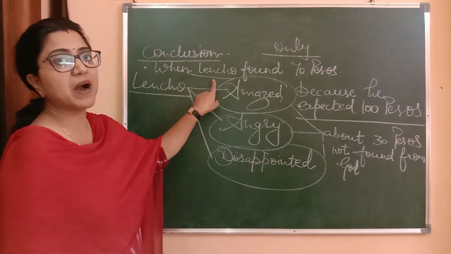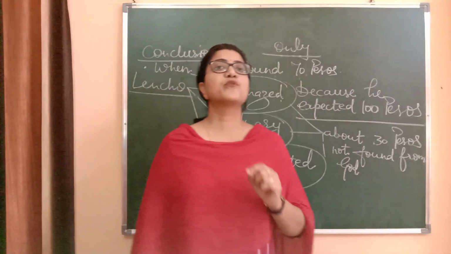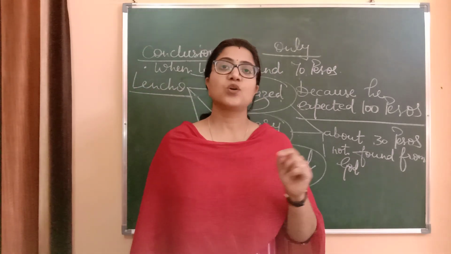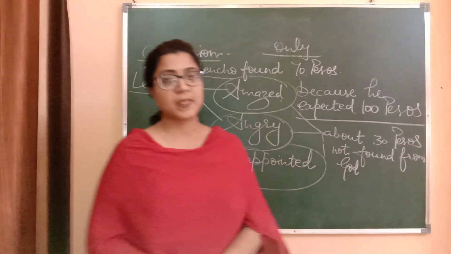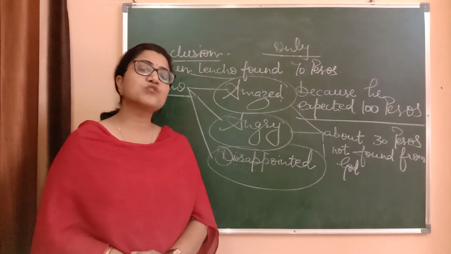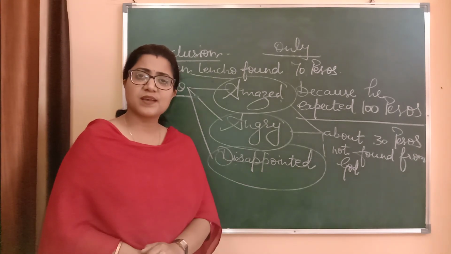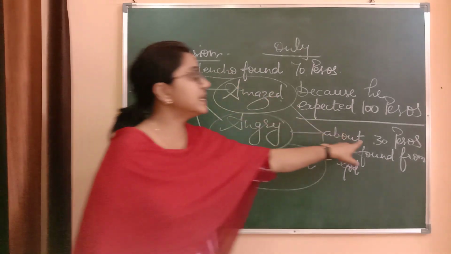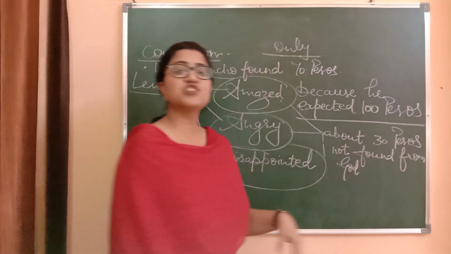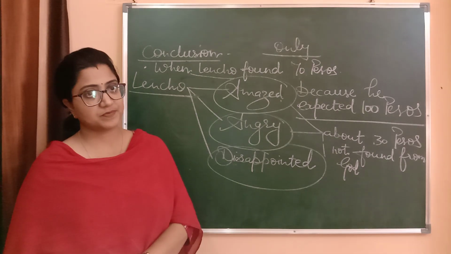Now the concluding part ended with the words, a bunch of crooks, called by Lencho to the employees of the post office. A bunch of crooks means dishonest people or criminals, because Lencho thought that 30 pesos had been stolen by the employees of the post office.